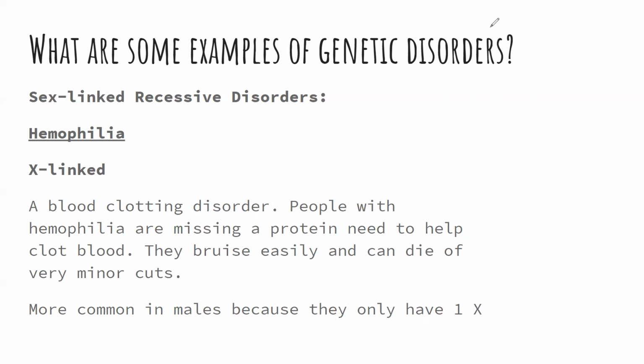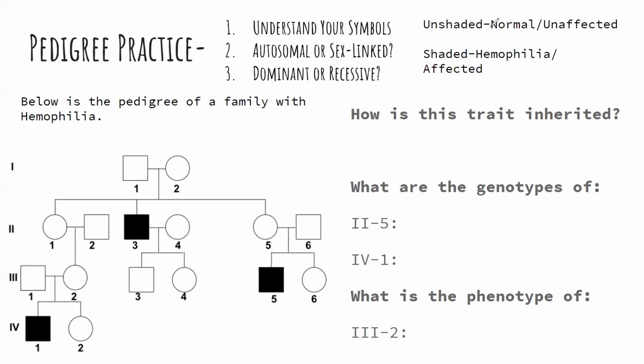So if you cut your arm shaving and you had hemophilia, you would just bleed and bleed and bleed. Let's look at this pedigree. Below is a pedigree of a family with hemophilia. Okay, so if they're unshaded, that means they're normal, they're unaffected. But if they're shaded, that means they have hemophilia or they're affected. Okay?